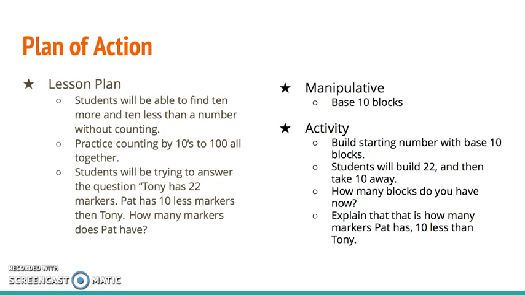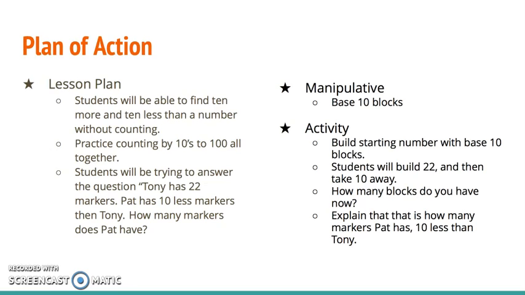The overall question my students will be trying to answer is, Tony has 22 markers. Pat has 10 less markers than Tony. How many markers does Pat have? The only manipulative that we will be using are base 10 blocks.